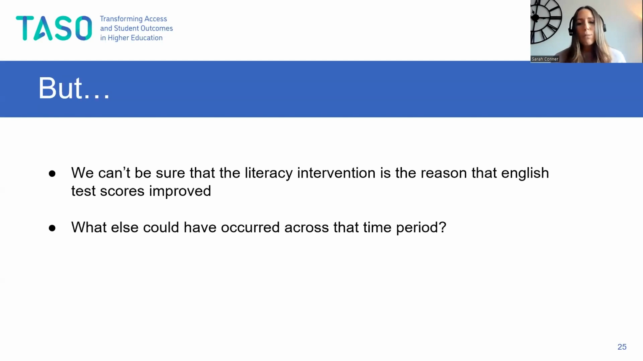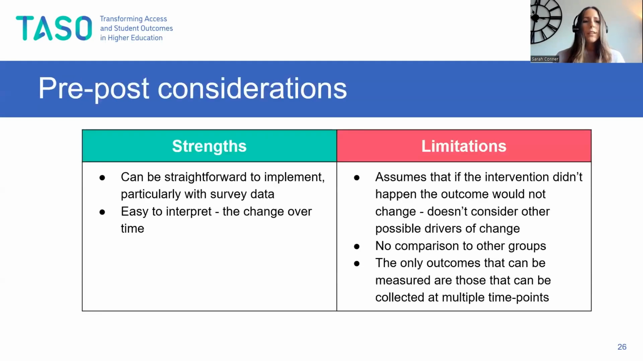Or perhaps they got more parental support, more family support in that time, because parents felt they needed to give their children more support leading up to that exam period. So there could have been a number of things that happened in that time. So the problem with this pre-post testing is that we don't know for sure that it's that intervention that's caused the improvement in scores, which comes to our strengths and limitations.